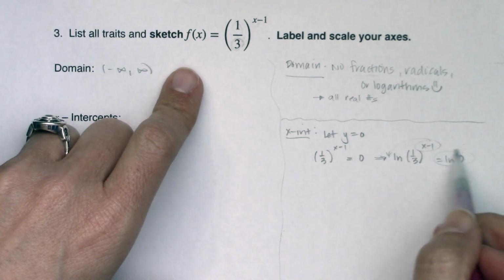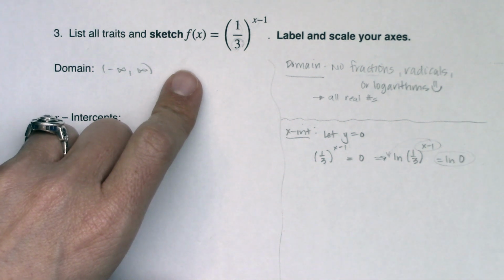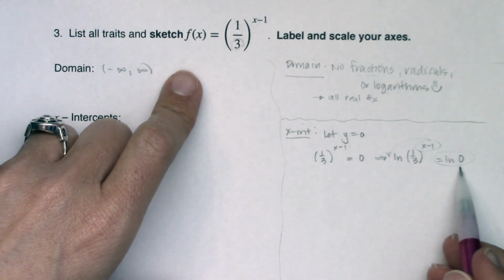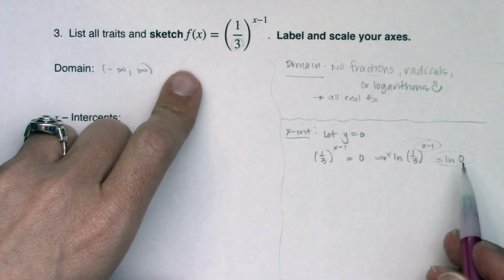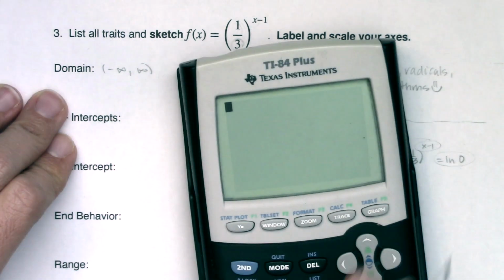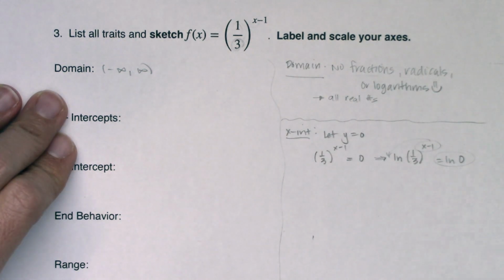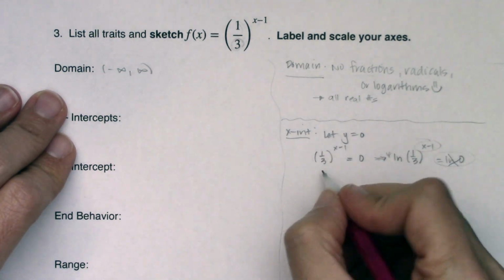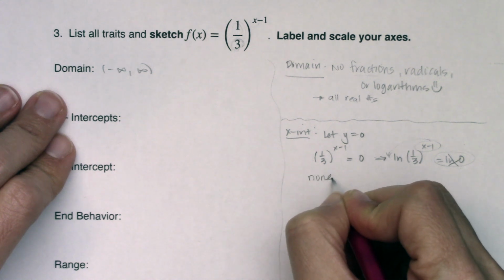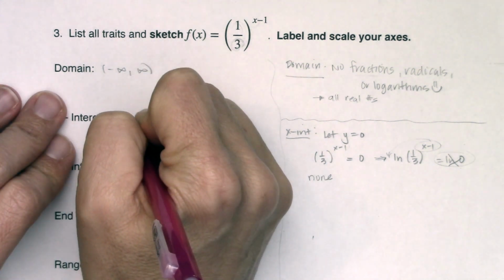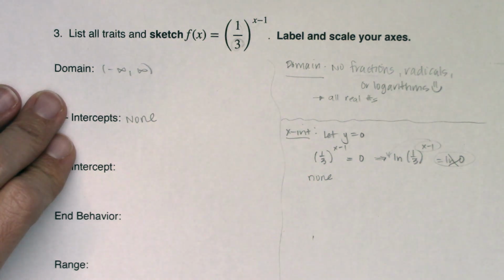But the thing is, ln of 0 does not exist. Right? We're not allowed to take the logarithm of 0 or a negative number. If I tried to do it on my calculator, you'll see even my calculator says there's an error. So since this does not exist, there are no x-intercepts. Totally fine. I'm just going to write none here and be happy with it.